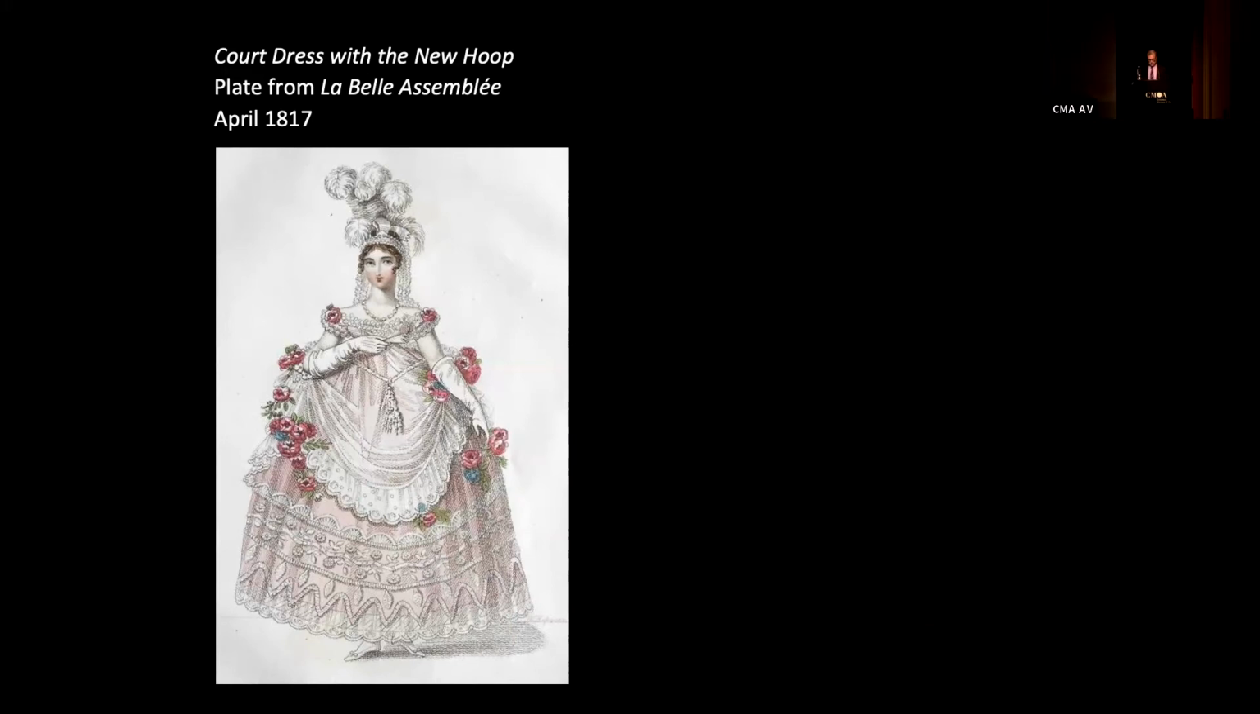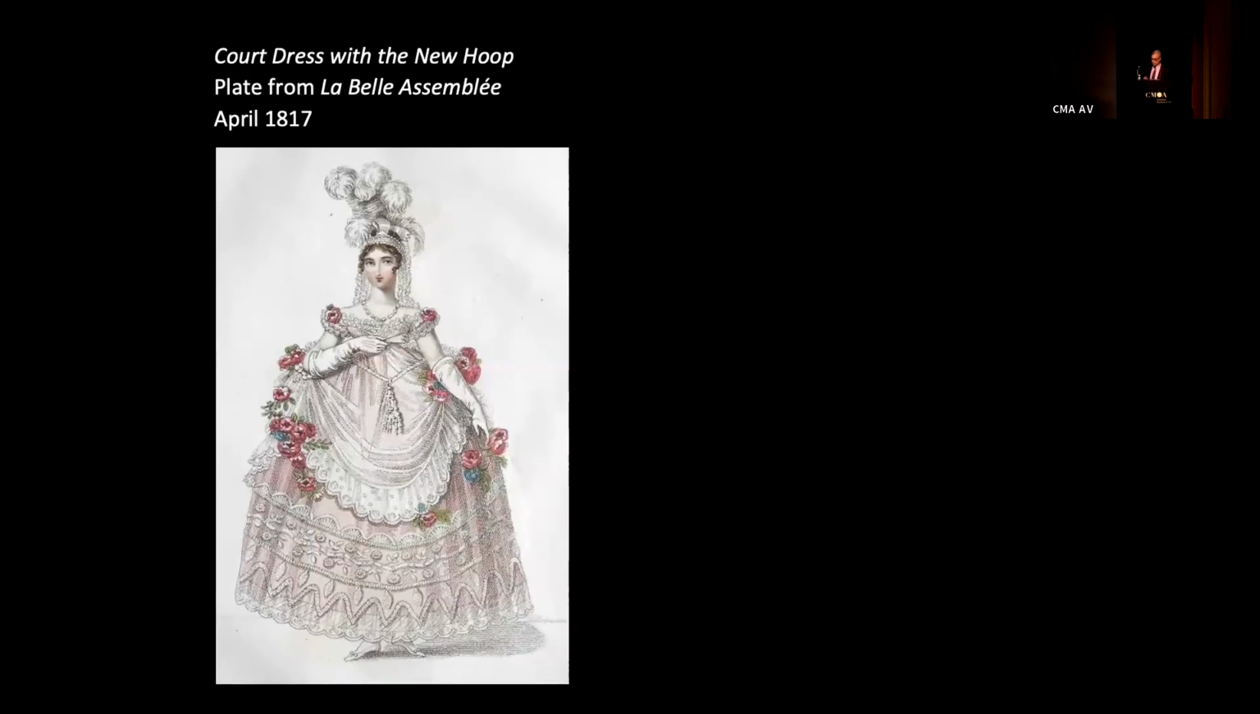This is a plate from 1817, which shows a court dress with the new hoop. They tried to make a slightly smaller hoop because women were grumbling about still having to wear these hoops, even though in the rest of their lives they're wearing these slimmer lined, high-waisted dresses. And this provoked a lot of commentary all throughout the early 19th century.